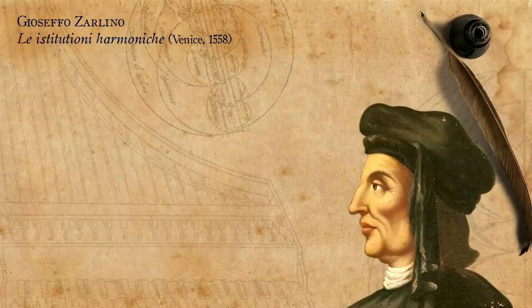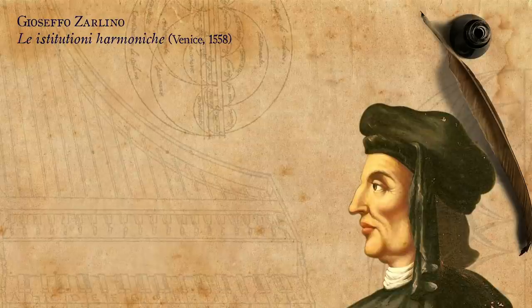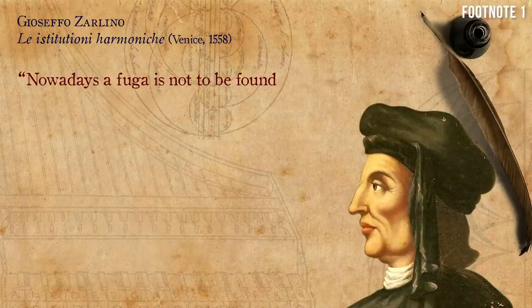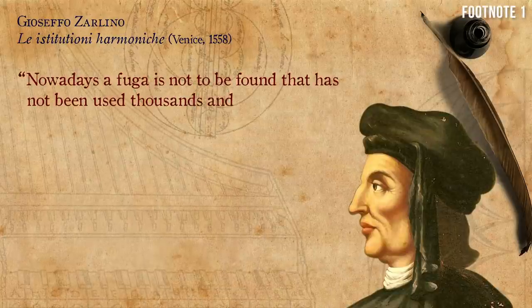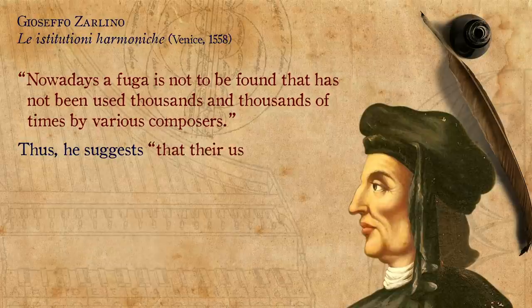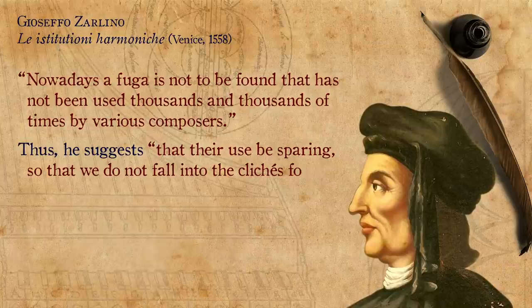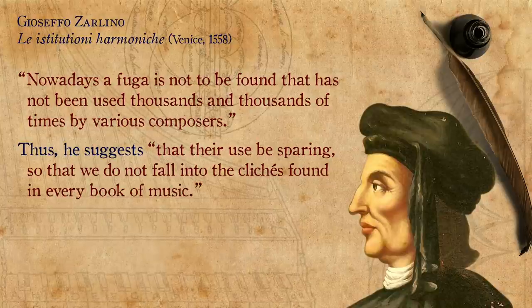Zarlino claimed that the rules of what we call stretto fuga are so restrictive that they are bound to yield the same stock canons over and over again. He wrote, "Nowadays, a fuga is not to be found that has not been used thousands and thousands of times by various composers." Thus, he suggests that their use be sparing, so that we do not fall into the clichés found in every book of music.